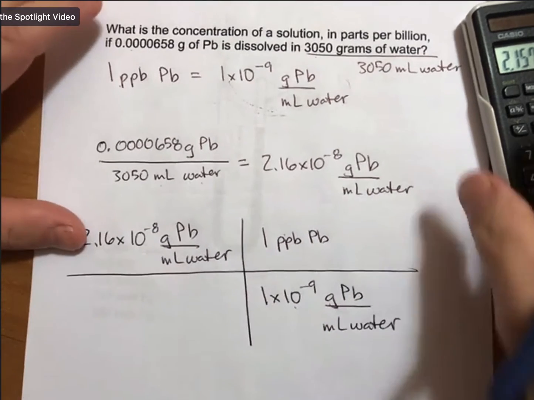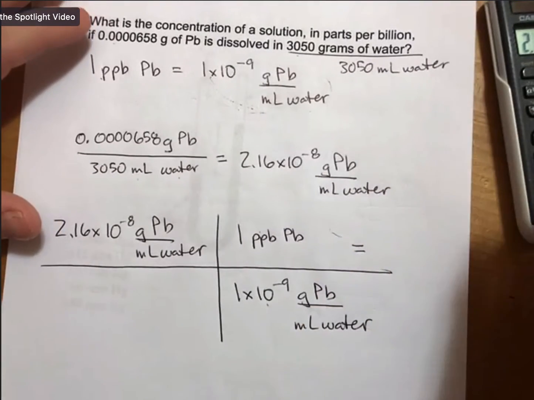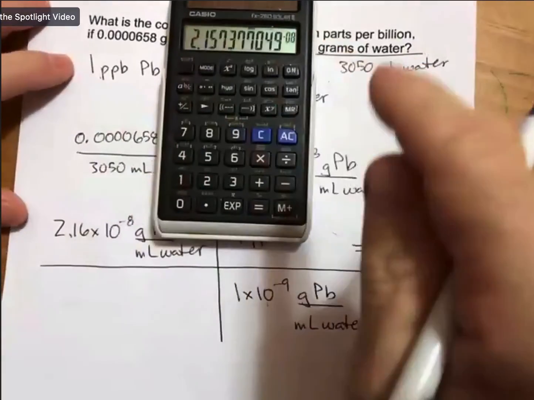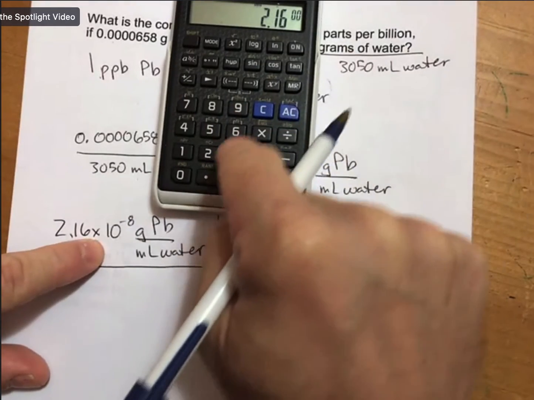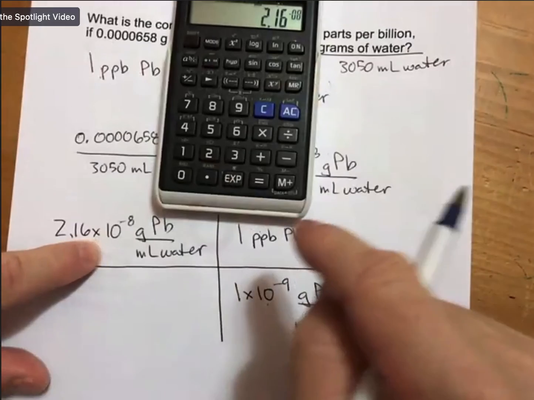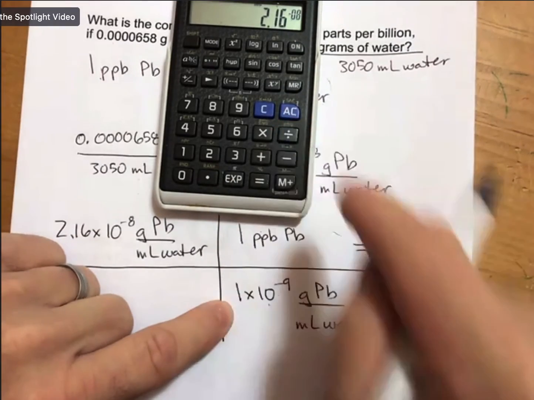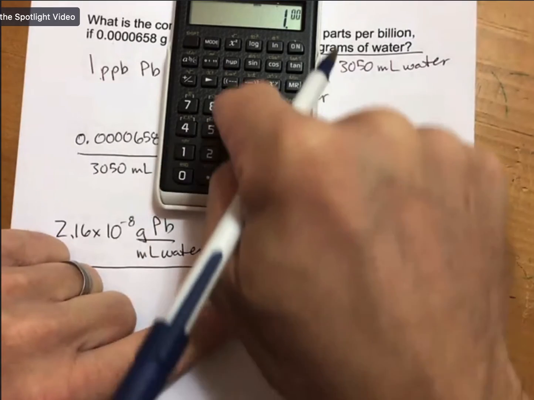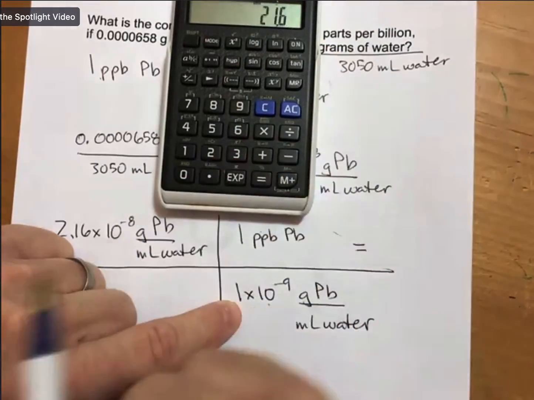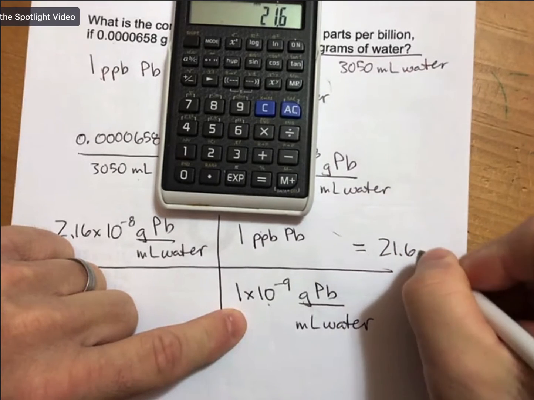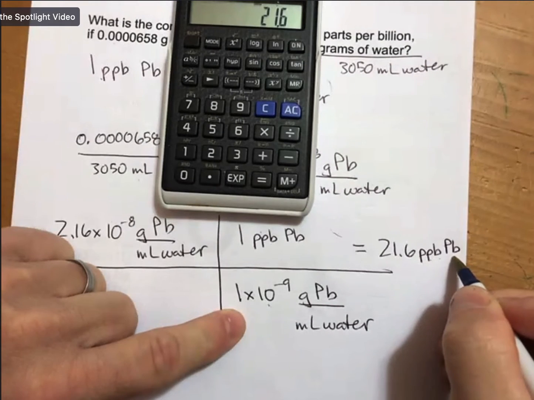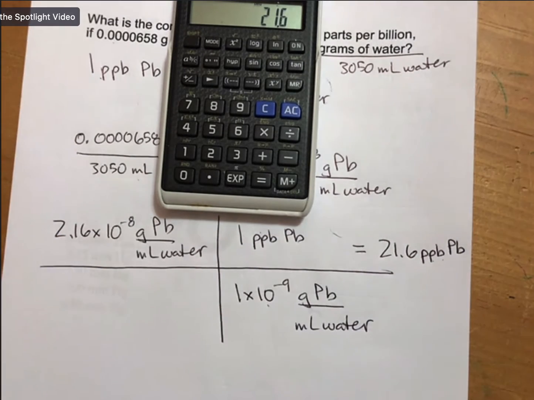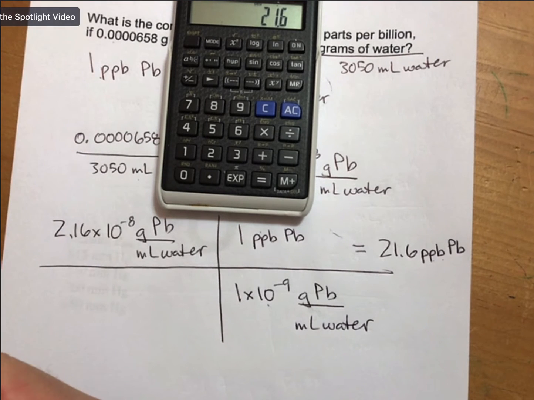And I sort of wrote that kind of big, but let me see if I can write my answer up here. So it's going to be 2.16 times 10 to the minus 8th divided by 1 times 10 to the minus 9th, and I get 21.6 parts per billion lead. And so Blackboard will have no trouble taking the number 21.6, which is what you have to put in for this problem.